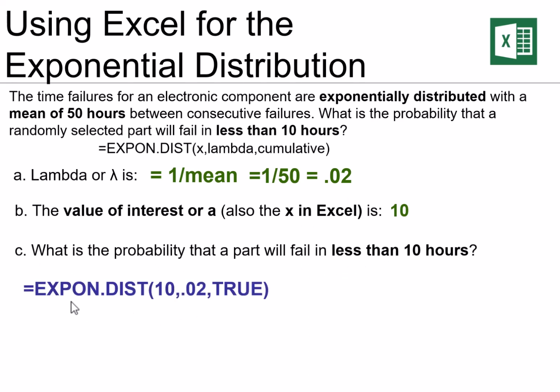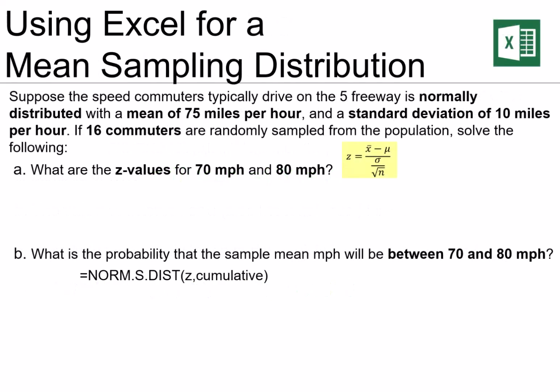So we're going to enter expon.dist, then we're going to enter 10 for a or x, and then 0.02 for our lambda, and then true for cumulative, and we get 0.1813. All right, let's work through a sampling distribution of the mean problem next.